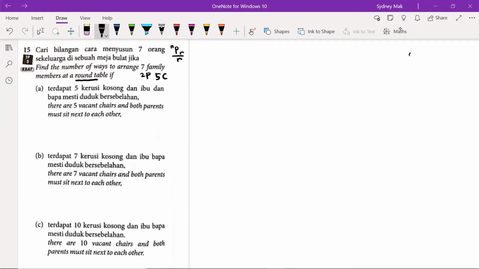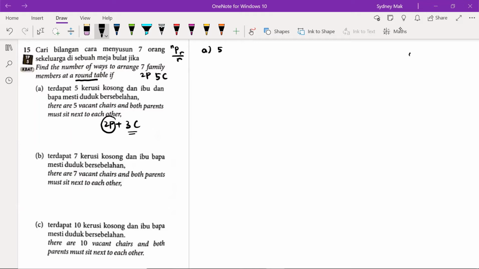So the parents must be in. That means we only have 2 parents plus 3 children who get to sit around the table. So how do we do this? First of all, parents must sit together. Therefore, it's considered one item. And then the 3 children. Now, how do I choose these 3 children? We can combine with the combination.